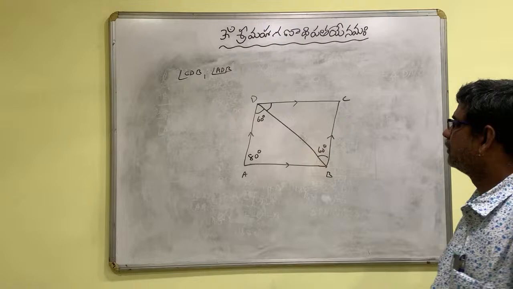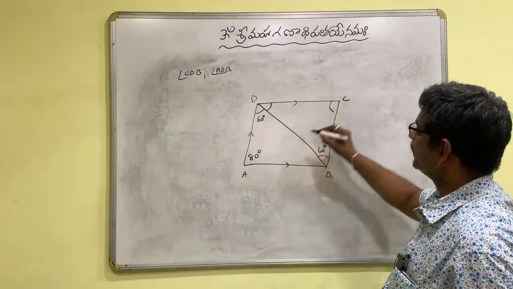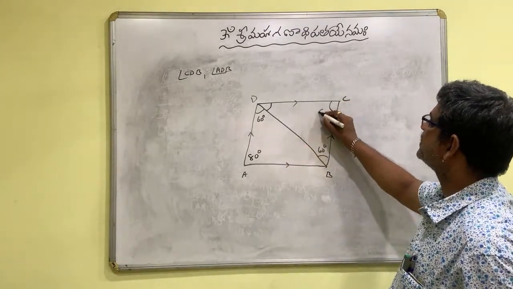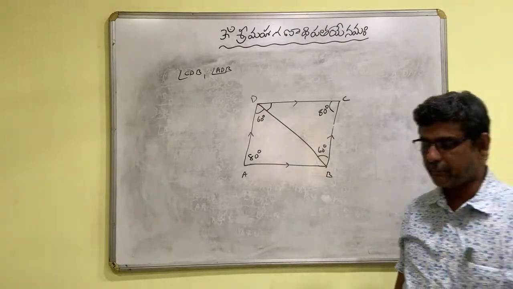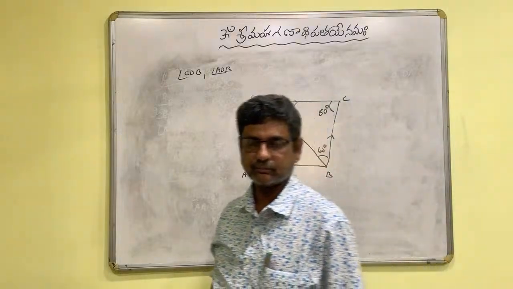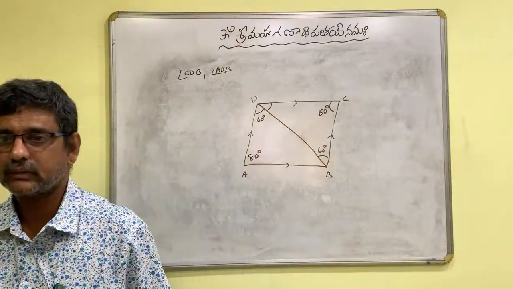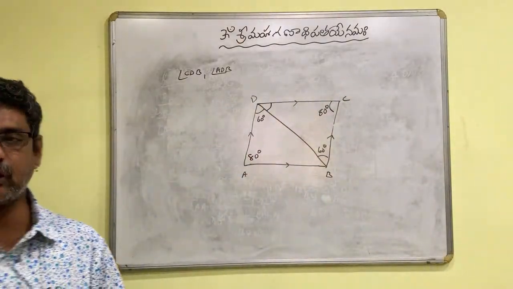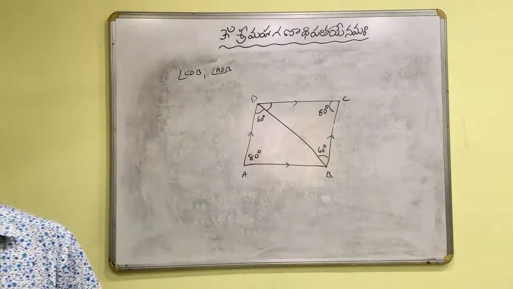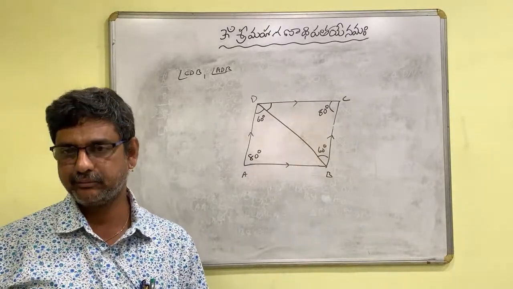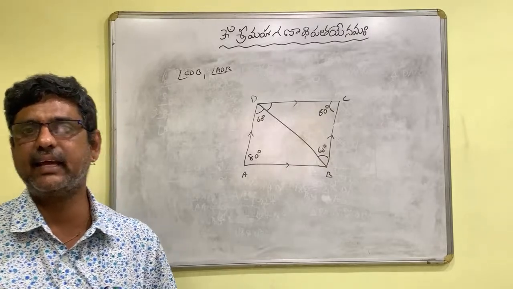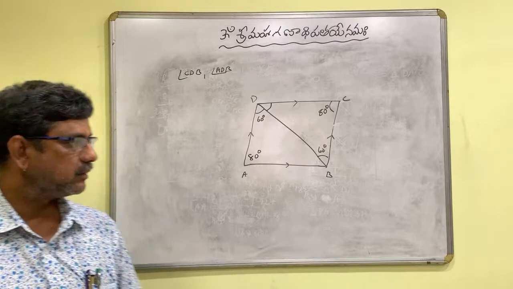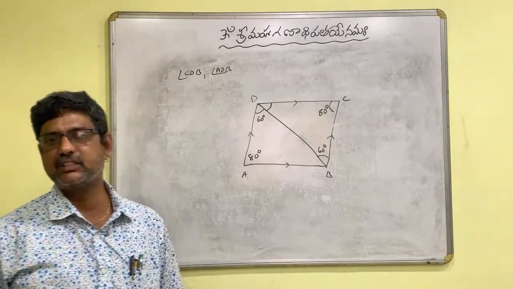Since angle A is 80, angle C is also 80. Opposite angles of a parallelogram are equal. Angle C is also 80. Now how to calculate angle CDB?